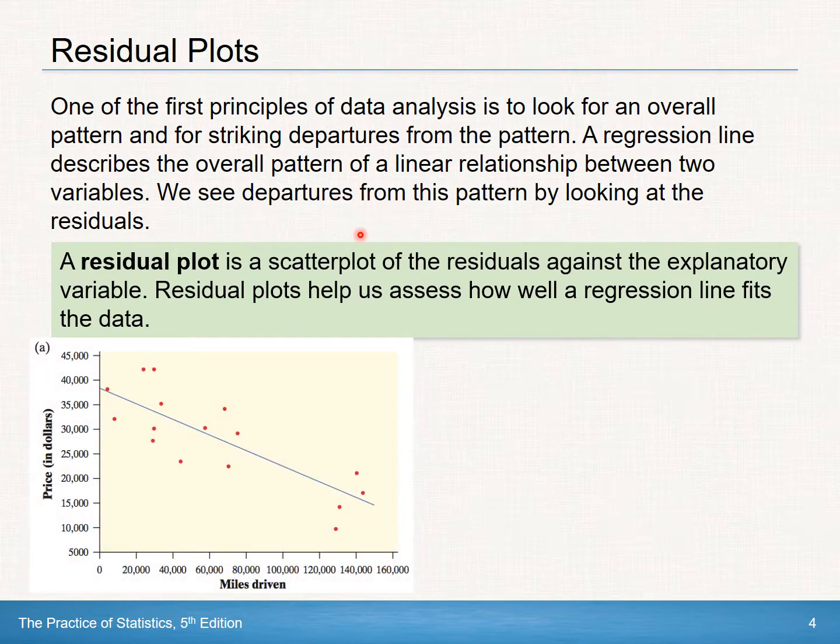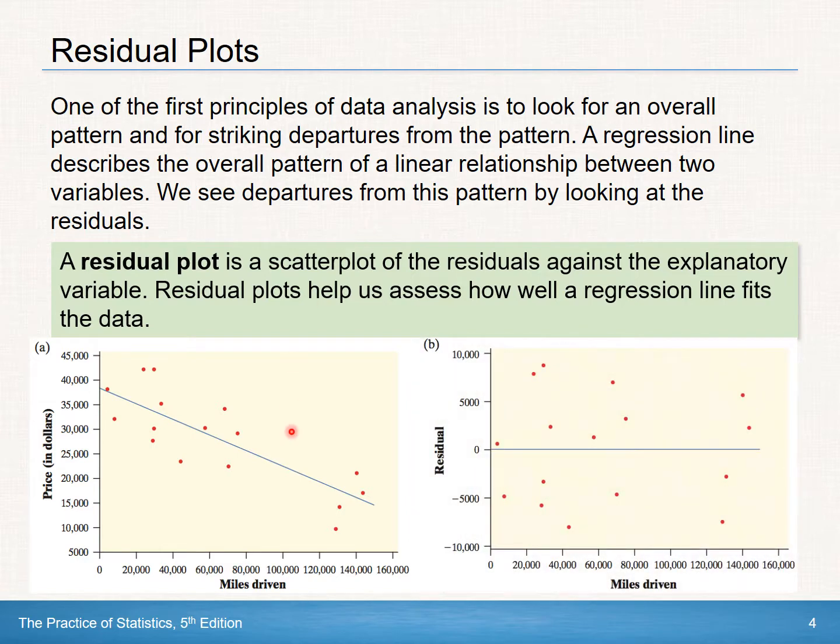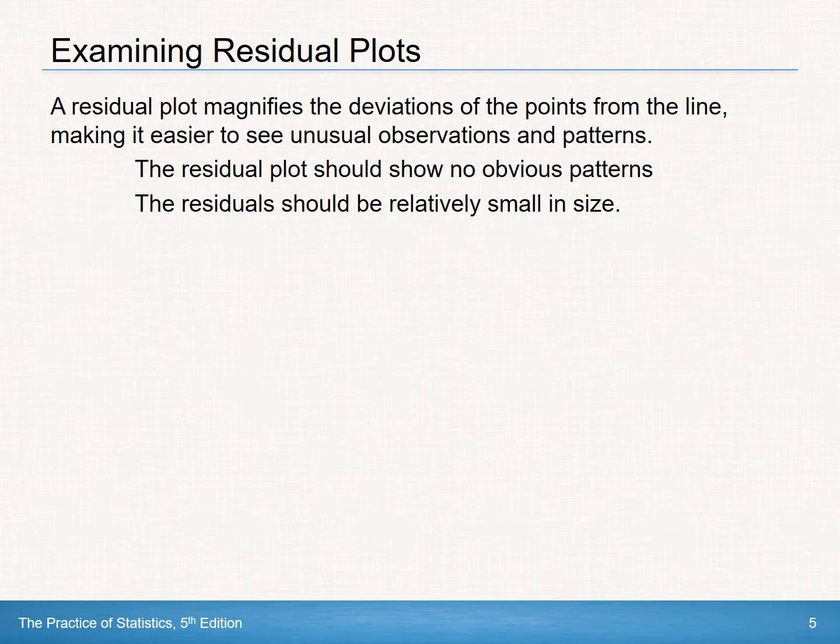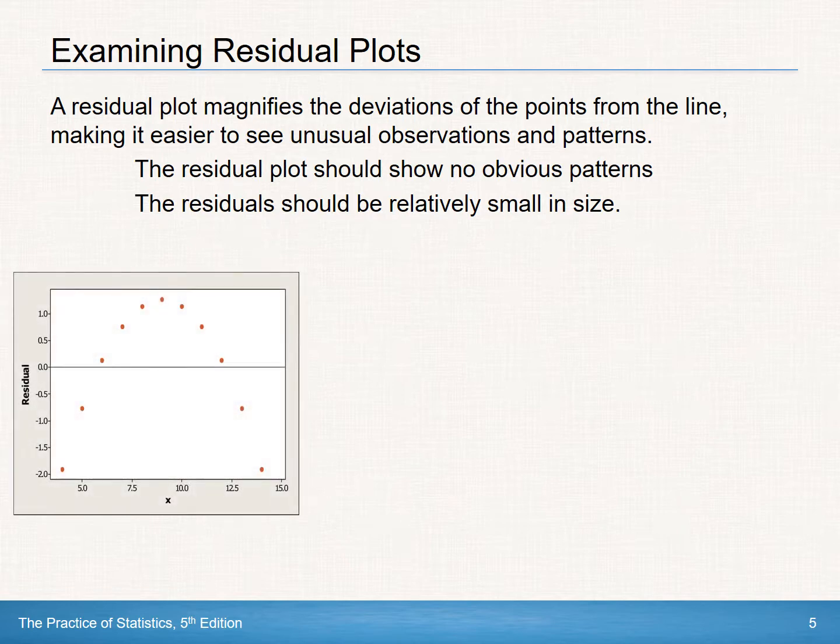So here again is our regression line. And if we take that regression line and find the value of each residual, so the distance at each point is from the line, and plot that, this is our residual plot, you can see that it's scattered all over. This is good. This means that a residual plot magnifies the deviations of the points from the line, making it easier to see unusual observations and patterns. A residual plot should show no obvious pattern, and the residuals should be relatively small in size.